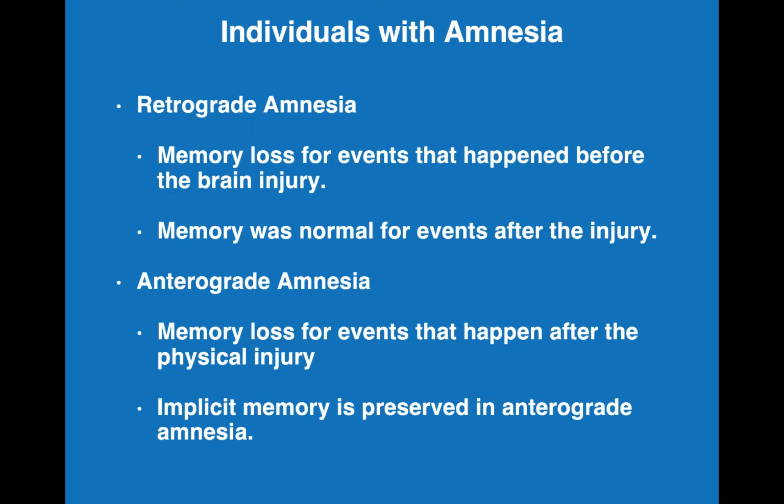There are two types of amnesia: retrograde amnesia and anterograde amnesia. Retrograde amnesia means memory loss for events that happened before the accident. So after the accident, after the injury, memory was normal for events. Anterograde amnesia is memory loss after the physical injury. And implicit memory is preserved in the anterograde amnesia.